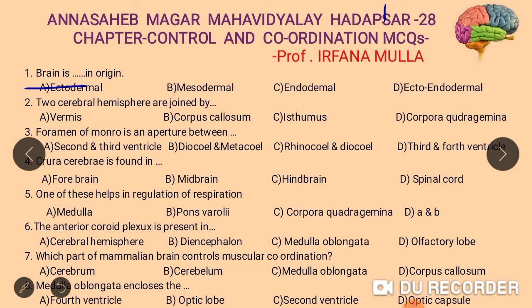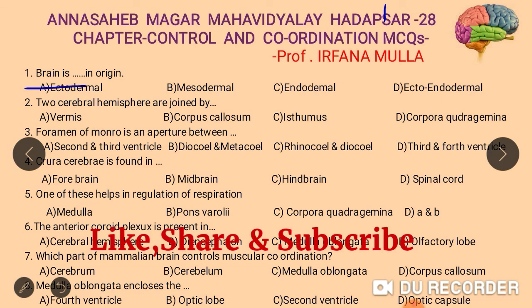Now the next question, medulla oblongata encloses ___. Fourth ventricle, optic lobe, second ventricle, optic capsule. The fourth ventricle is a rhomboid-shaped fluid-filled cavity which lies in the anterior part of the medulla oblongata. So the correct answer for that question is fourth ventricle.